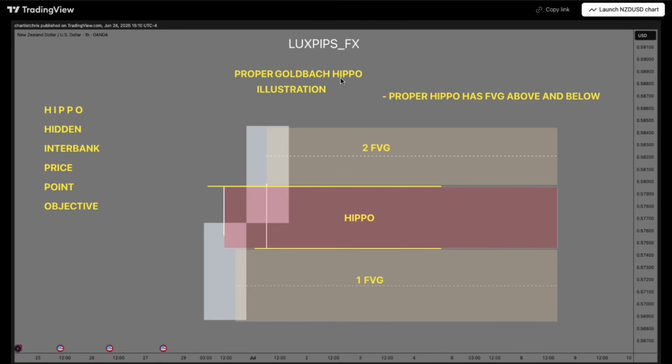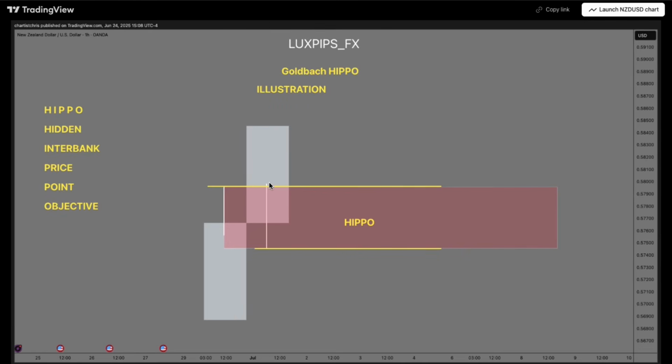So a proper Goldbach HIPPO is going to have two FVGs above and below. And as you can see, the HIPPO is a range that forms with these two overlapping wicks. So a HIPPO is a two candle formation with overlapping wicks. It is also nice to see that the FVGs have a PO3 number size. So if this FVG is 3 pips and this FVG is 3 pips, this HIPPO is a lot stronger.